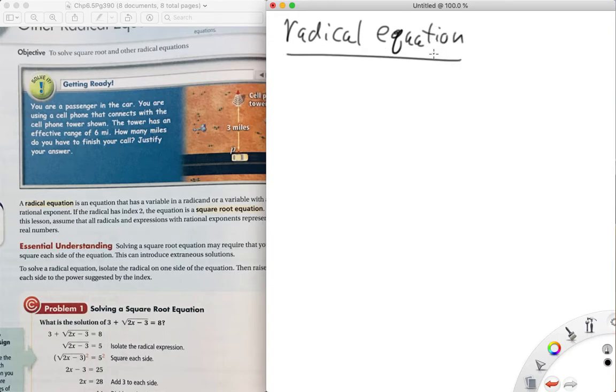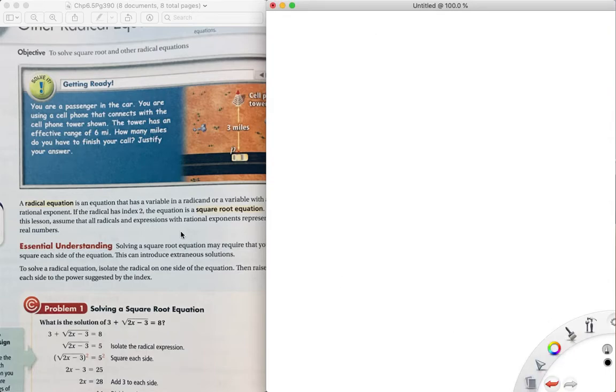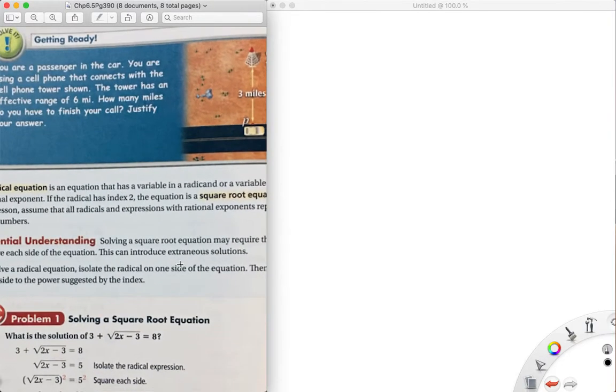A radical equation is just an equation with a radical symbol, or say x, or something raised to a rational exponent. These are all radicals, and they're involved in an equation that equals some number, like 24. So this is a radical equation. If it has an index of 2, then it's just called a square root equation. So, solving one of these.